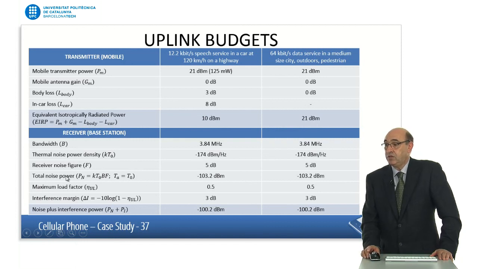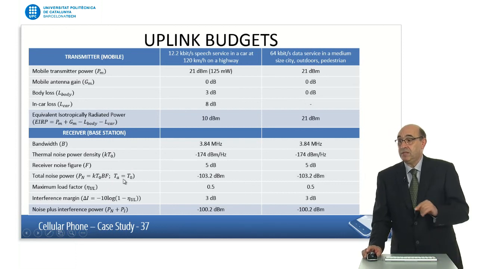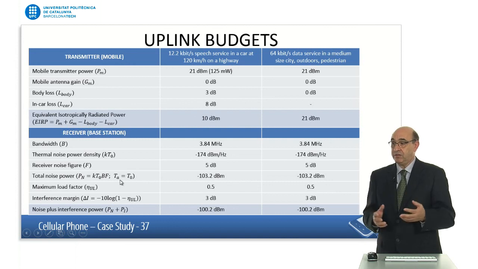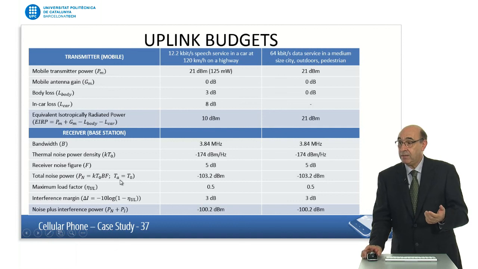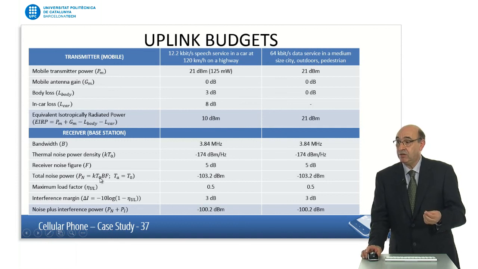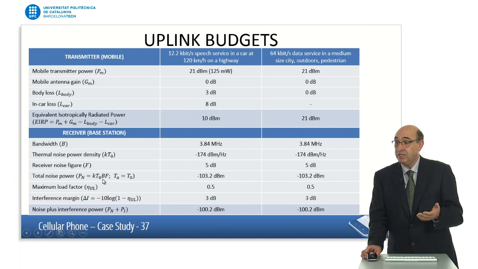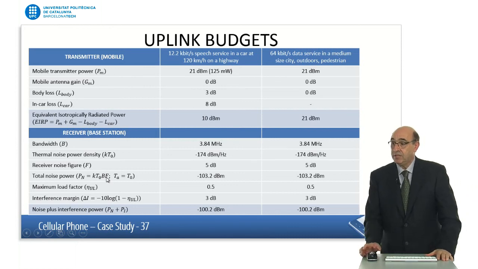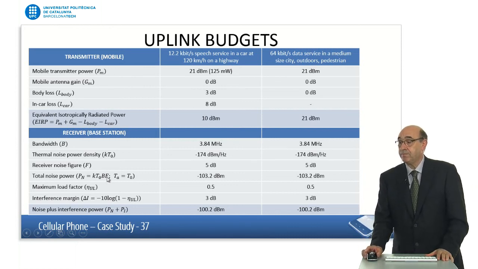So the total noise power, assuming that the antenna is seeing just the noise of your body, of the earth, which is roughly the reference temperature T naught, will be the sum of this plus the noise added by the receiver amplifier. When you sum this, you directly multiply by the noise factor, or in dBs you add the noise figure. So this is the total noise power.